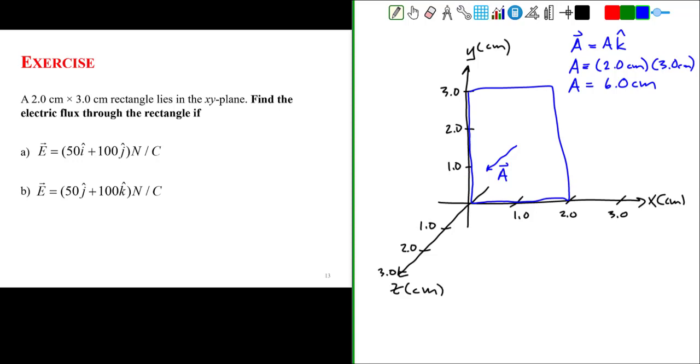Now that we have the area vector and the area drawn, let's add at least one electric field vector to this sketch. The electric field has components of 50 newtons per coulomb in the x direction and 100 newtons per coulomb in the y direction for part A. Let's indicate those components like this.